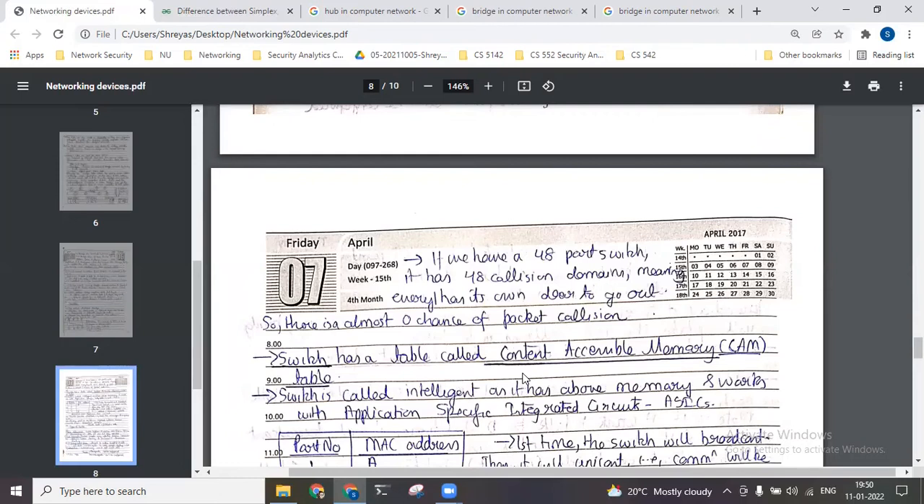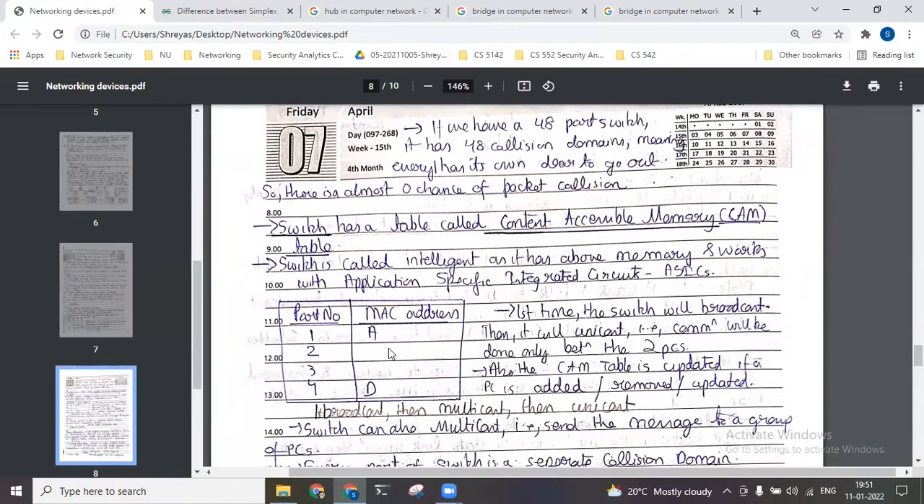In the case of a switch, we will have multiple rows. Suppose it's a 48 port switch, so we will have 48 rows, and for each row there will be only one column for the MAC address. There won't be multiple MAC addresses because each port will be connected to only one device. There is only one single collision domain. That is the reason why there is no packet collision here. That is also the reason why a switch is called intelligent, because it has a larger memory and works with no collision. That's why it's called intelligent.